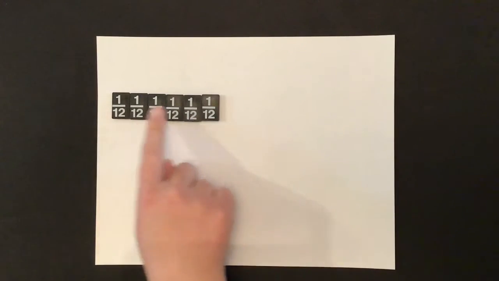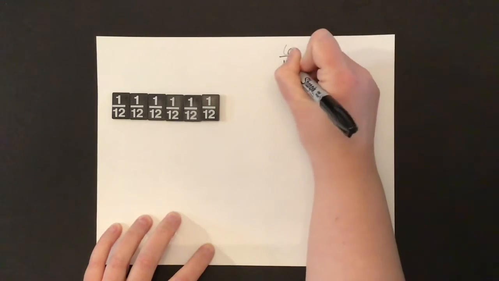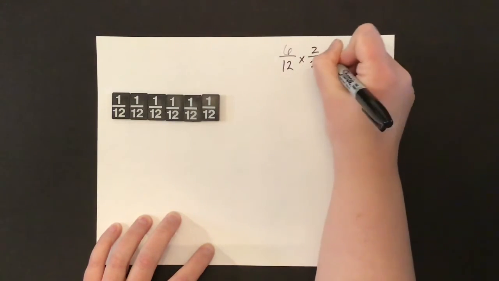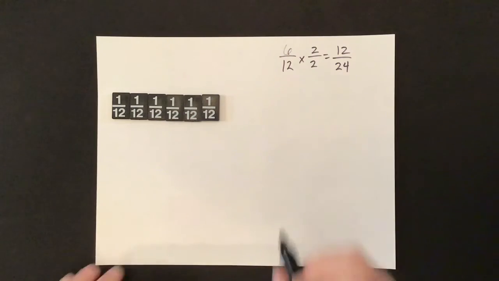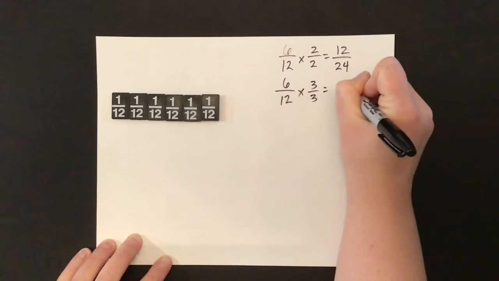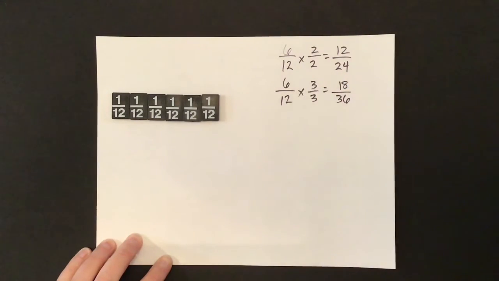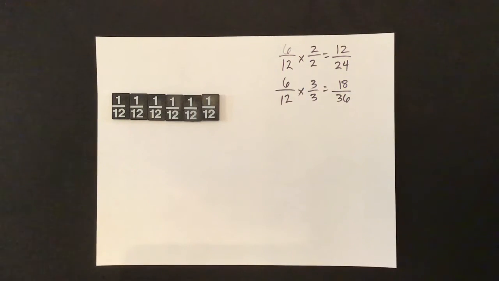So what if we started with the amount 6/12? We could use multiplication to find equivalent fractions. Every time we do that, the pieces are going to get smaller and smaller. So now we're at 12/24. If I did 6/12 times 3/3, that would equal 18/36. And you can see how these pieces will just keep getting smaller and smaller. What if I wanted to find an equivalent fraction that used bigger pieces, not just little tiny pieces?